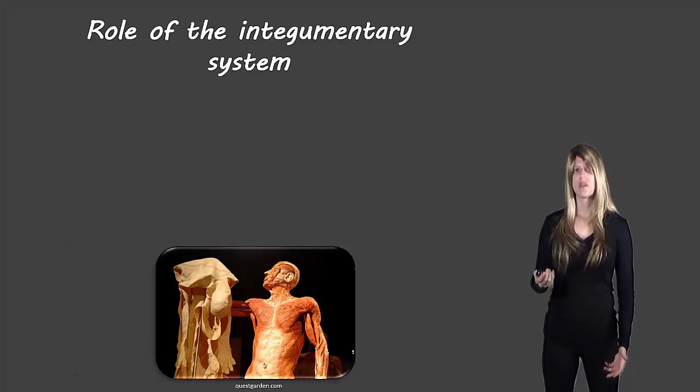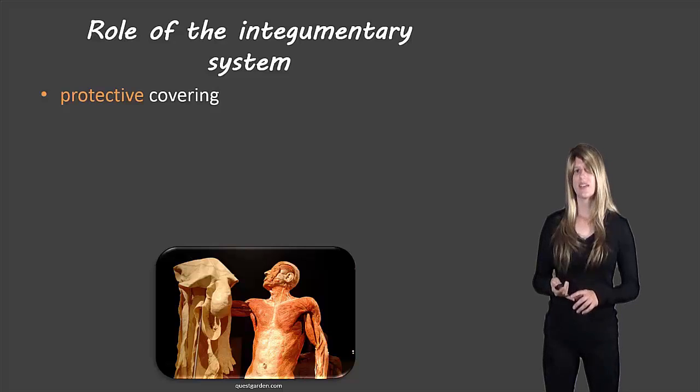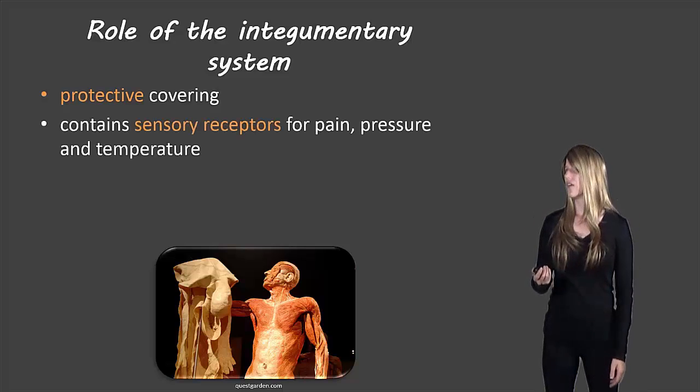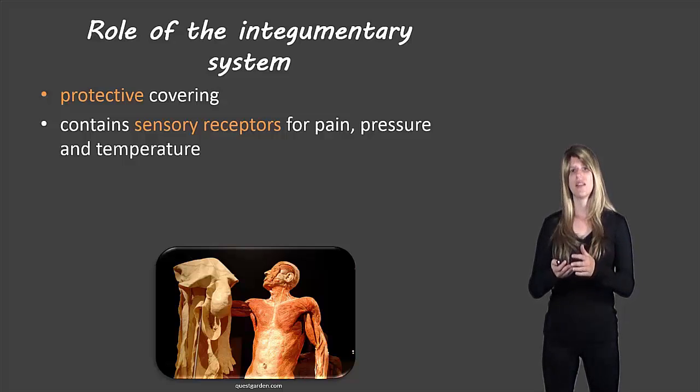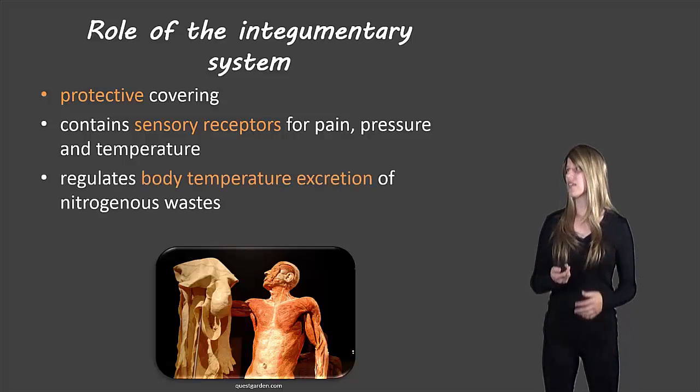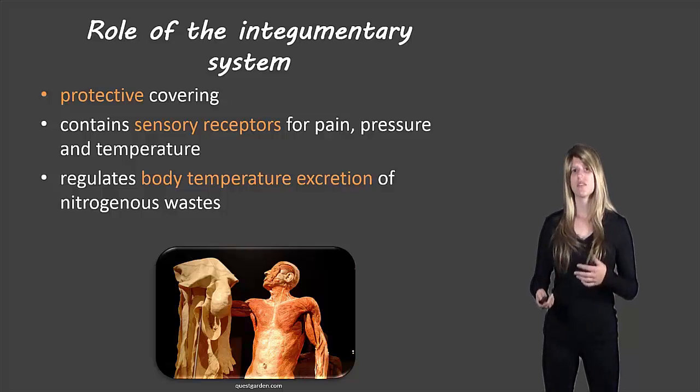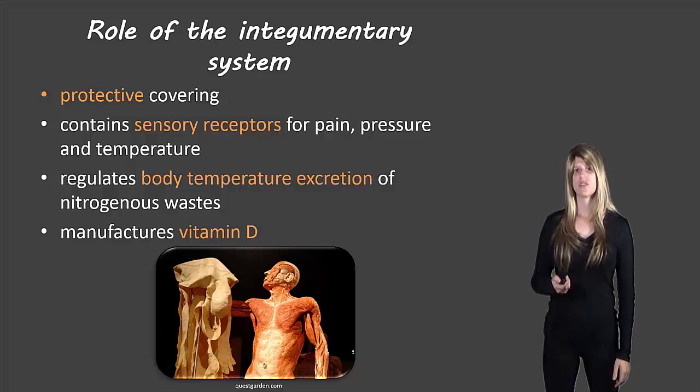And what about the roles? Well, there are a few roles here. It's a protective covering for the body. It contains sensory receptors for pain, pressure, and temperature. So we have nerves running through our integumentary system, and that allows information to be sent to our central nervous system about these issues. It regulates body temperature. Also, it helps excrete or get rid of nitrogenous wastes. And it manufactures vitamin D, a special, important vitamin for us.